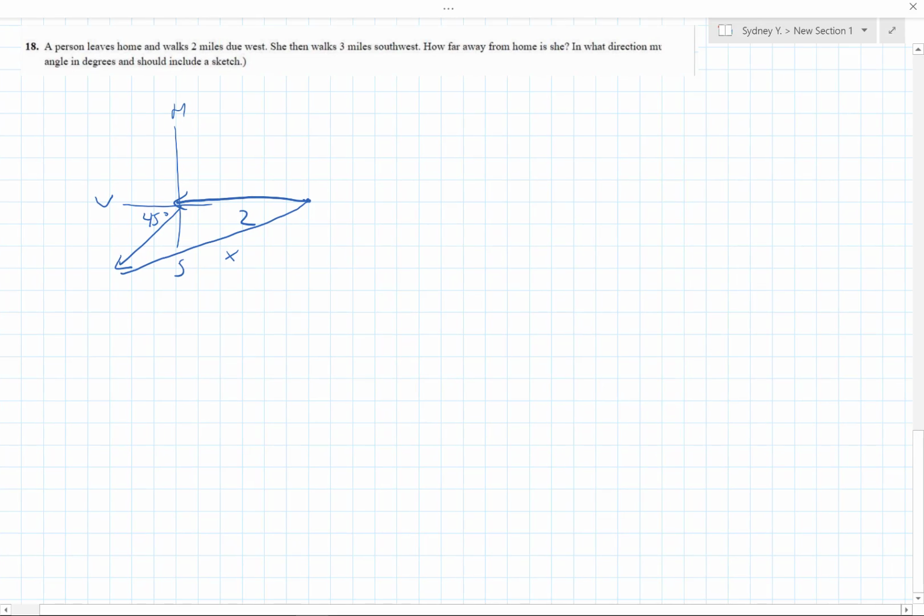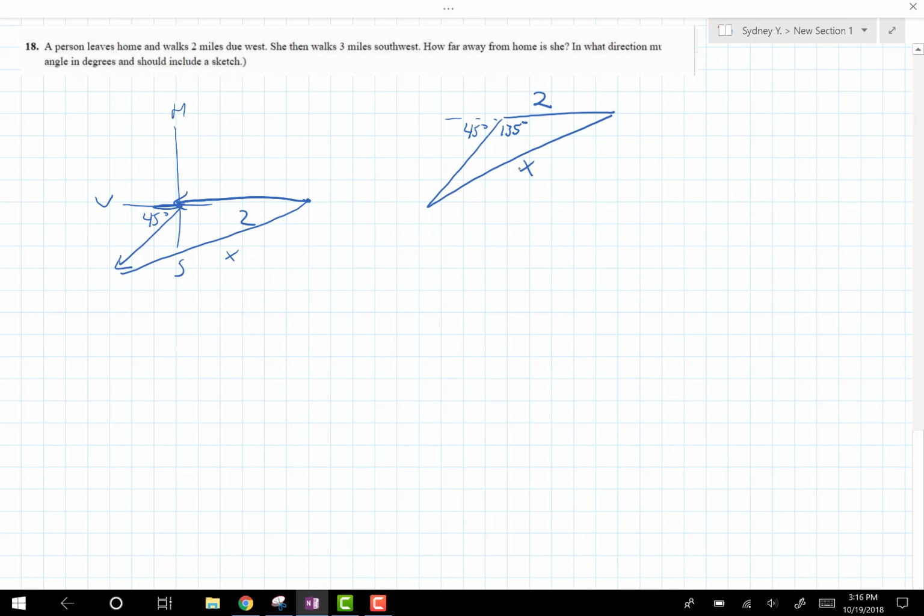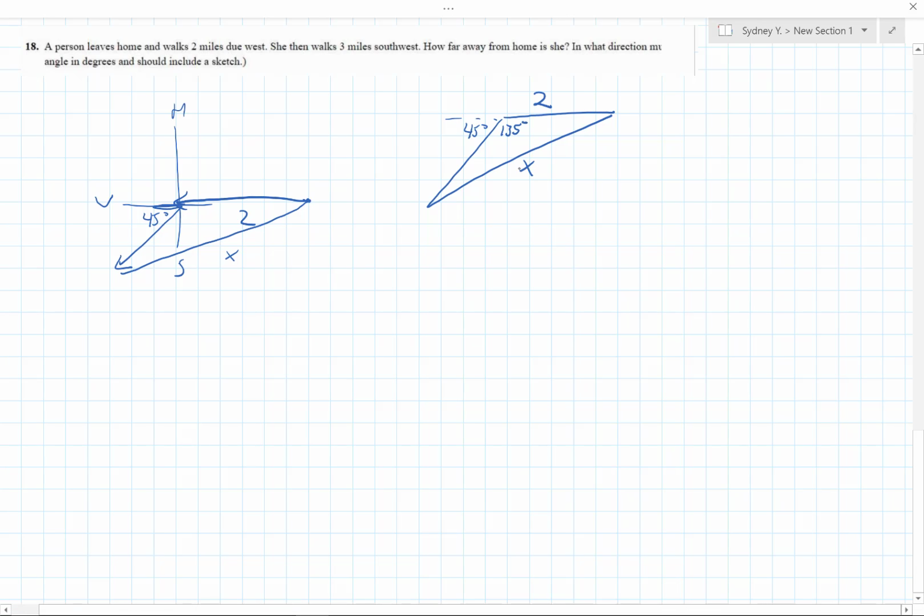So if I pull out that diagram, take out that compass to make it a bit more legible, 2 miles this way. If that angle there is 45 degrees, then this is 180 minus 45, which is 135 in there. And then this is x there. And we know she walked 3 miles that way.